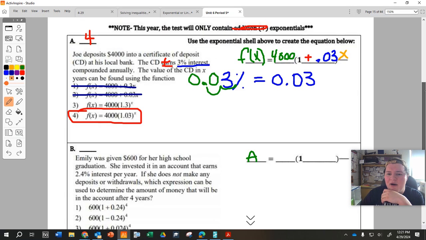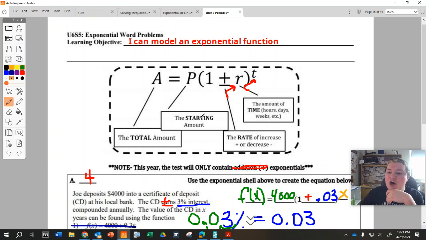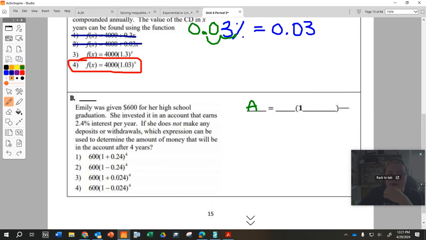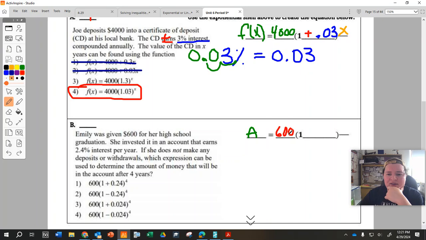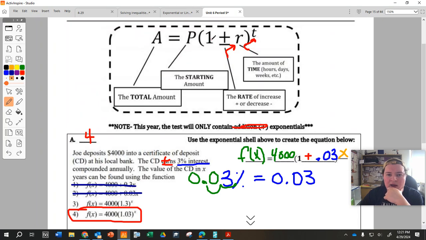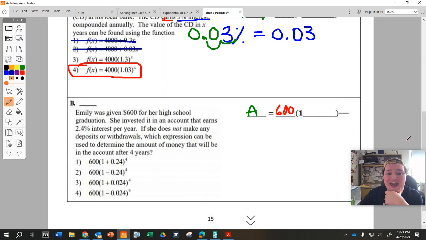First blank, I don't remember. Go up to your shell. P. Oh, starting amount. Well, how much is Emily starting this whole situation with? How much money? $600. Feeling good. Emily's happy. She's buying a PS5. $600. Okay. In the parenthesis, 1. Sweet. Plus minus. We got to decide, is this a growing or decaying problem? She invested it in an account that earns money, plus, addition, better, greater, plus.